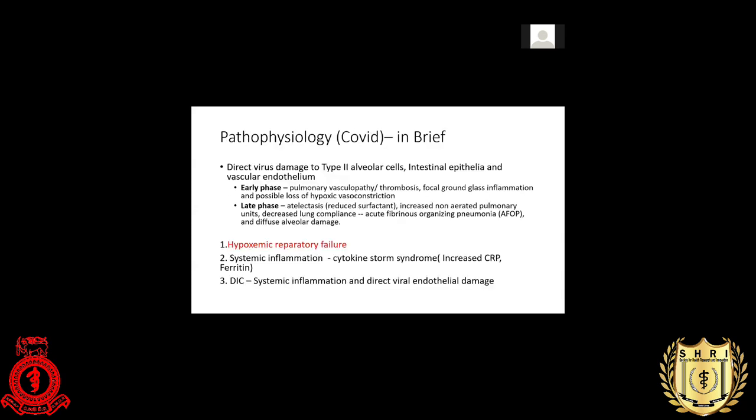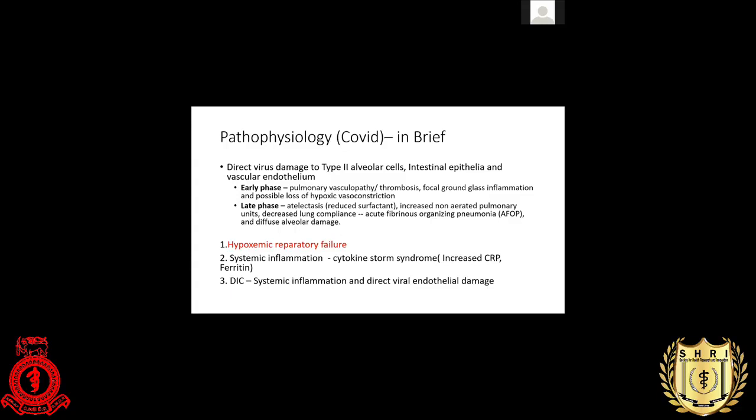I will start briefly with type 2 epithelial cells, interstitial cells and vascular endothelial cells, which are affected during viral infection and which give rise to changes in the lung. These changes in the lung occur in two phases. We call one the early phase and the other the late phase.